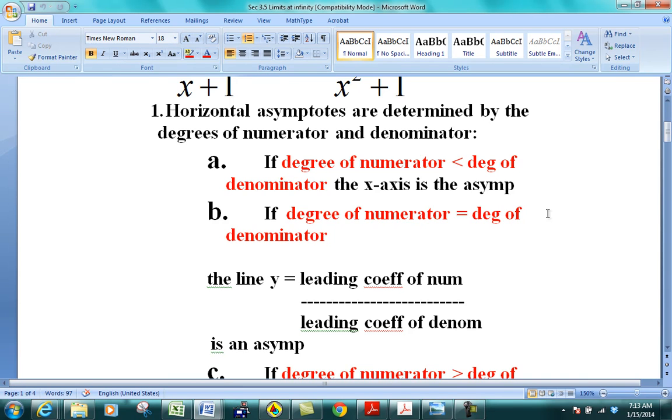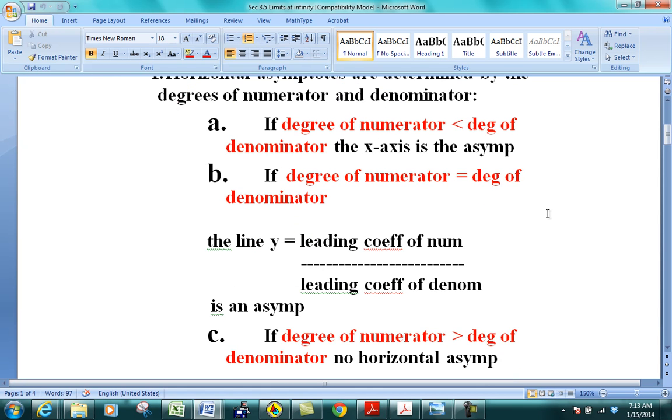If the degree of the numerator is less than the degree of the denominator, the x-axis is the asymptote. B, if the degree of the numerator is equal to the degree of the denominator, the line y equals the ratio of the leading coefficient of the numerator over the leading coefficient of the denominator is an asymptote. And if the degree of the numerator is greater than the degree of the denominator, there is no horizontal asymptote. Remember, these 3 conditions are only for rational functions, in other words, a function where you get a polynomial over a polynomial.